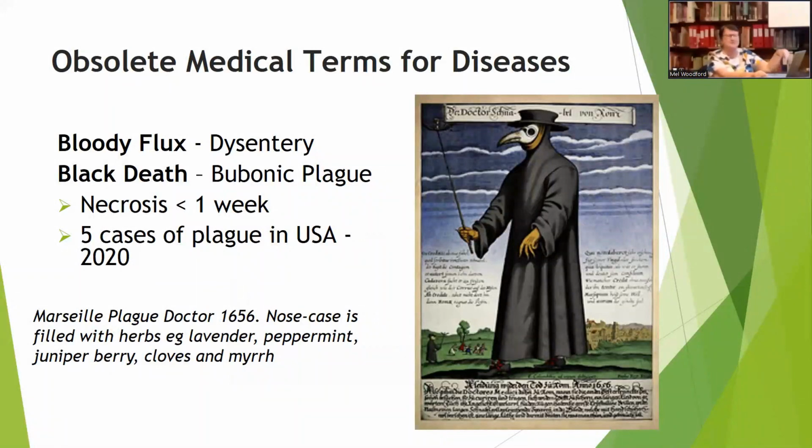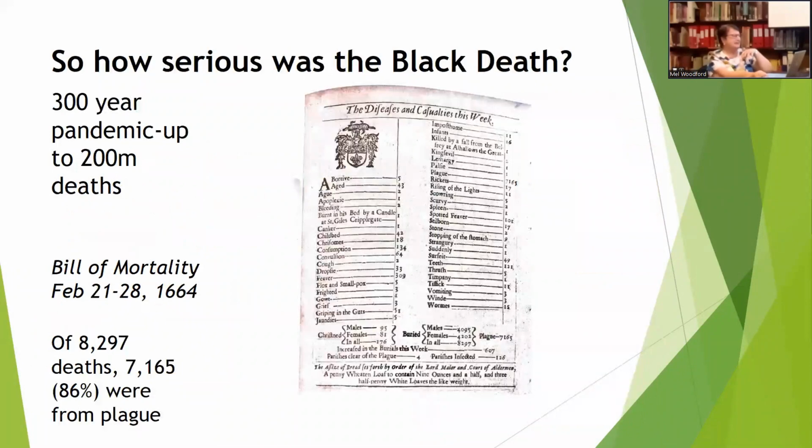They would fill it with herbs like lavender and peppermint, because they thought that would protect them from the Black Death. So how serious was the Black Death? Well, it was very serious actually. It was a 300-year pandemic, and up to 200 million people died from it. And this bill of mortality, and Pat Hurley actually gave me this slide, so I'm grateful to her for it. This is from just a small area of London, and it's a bill of mortality for 1 week in 1664.